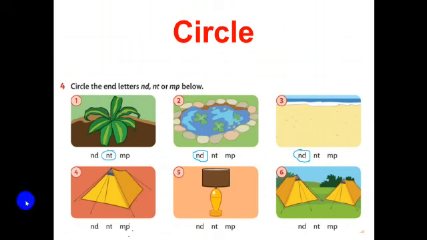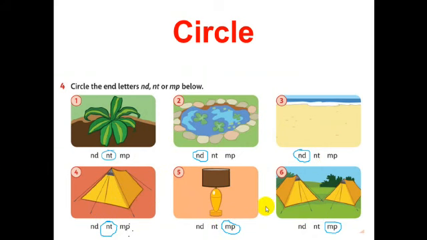Circle and please. Now, number four. Tent. Ent or ump? Yes, ent. Excellent. Now, number five. Lamp. Ump. Okay? Now, number six. We have a camp. What are the letters it has got? And or ump? Yes, excellent. Ump. Camp. Plant and number two, pond and number three, sand and number four, tent and number five, lamp, number six, camp.